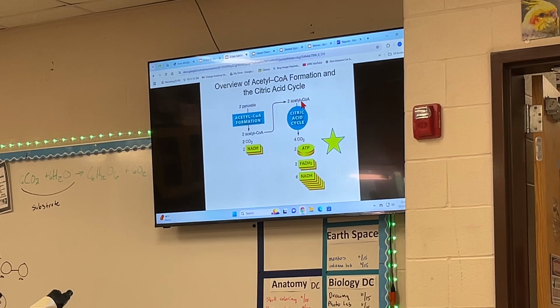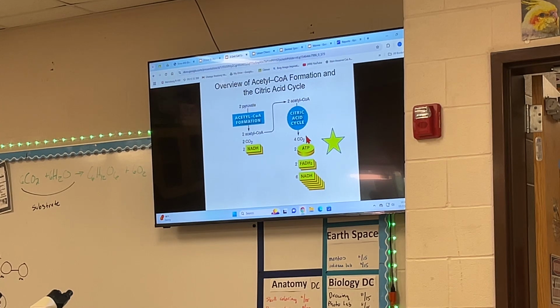And now we have the acetyl-CoA going into the citric acid cycle. So we lose a little bit of carbon dioxide here. We get a little bit of NADH. This is going to go into another process later on. So remember, nothing wasted. Everything has purpose. Carbon dioxide goes into photosynthesis. NADH is going to go into the electron transport chain. And the acetyl-CoA is going to go into the Krebs cycle, or citric acid cycle. So all of this has a purpose, and we'll see this later.